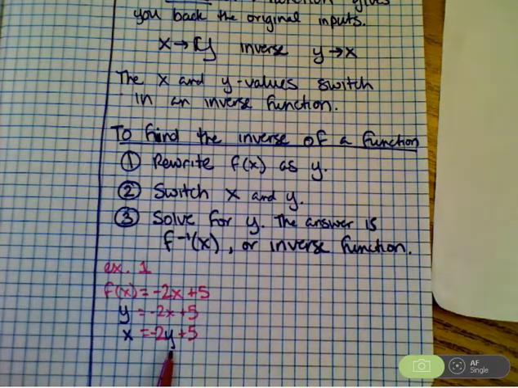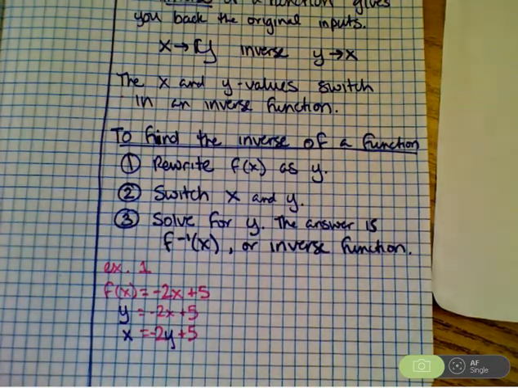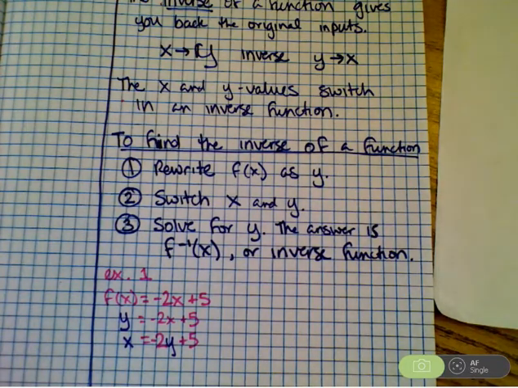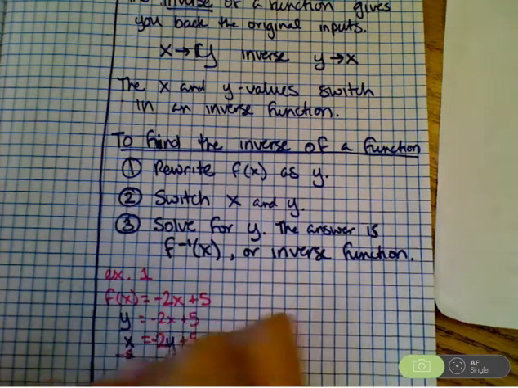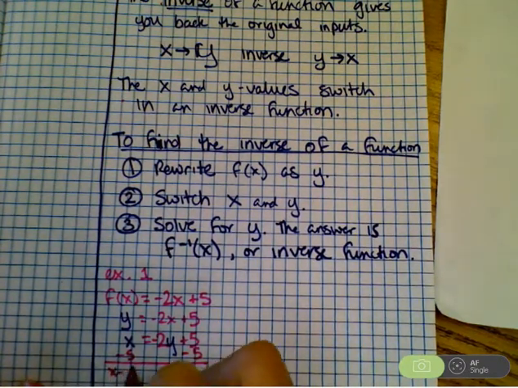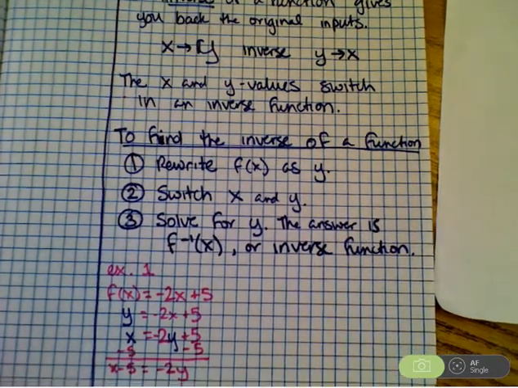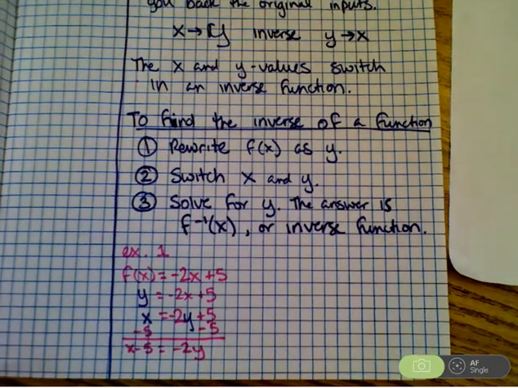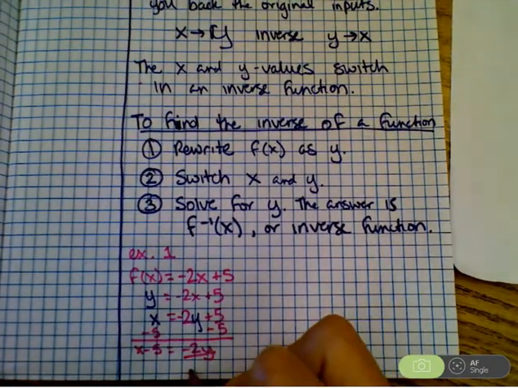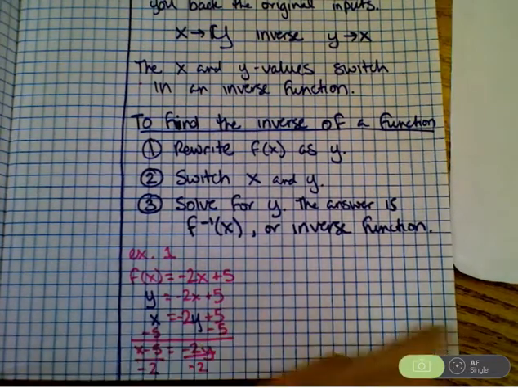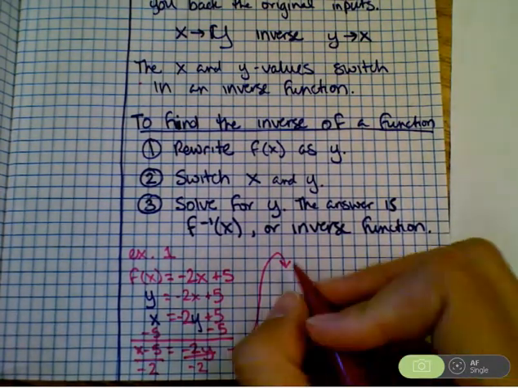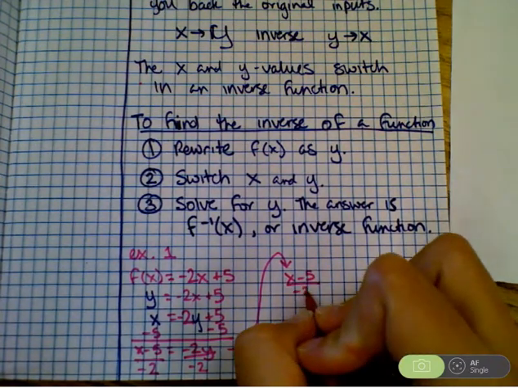And now we need to get y by itself, because notice y is now embedded over here in the problem. So we're going to use our good old-fashioned solving skills from Algebra 1. First we would subtract 5 on both sides, and we get x minus 5 equals -2y. Then divide both sides by -2. So we get x minus 5 over -2 equals y.